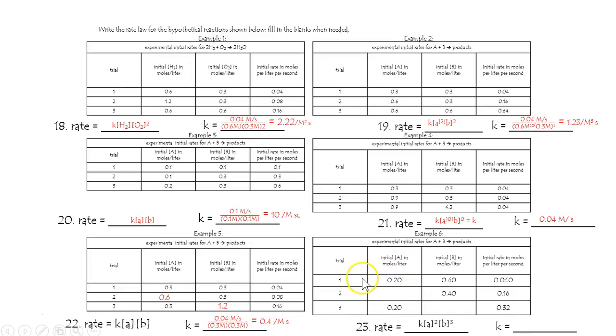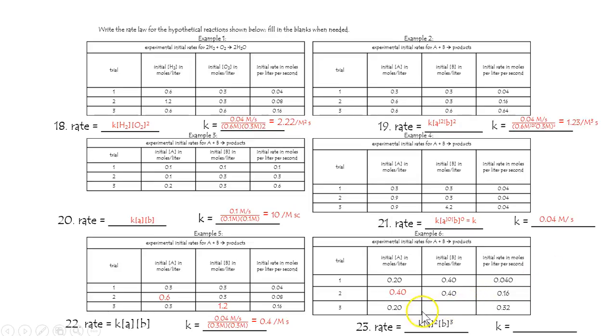For the last one, we want it to be, wow, second order for A and third order for B. Now, nicely, they're holding B constant for trials 1 and 2. So I want it to be second order, and the rate is increasing fourfold, so I better only increase the concentration by a factor of 2. Doubling the concentration quadruples the rate. 2 squared equals 4.